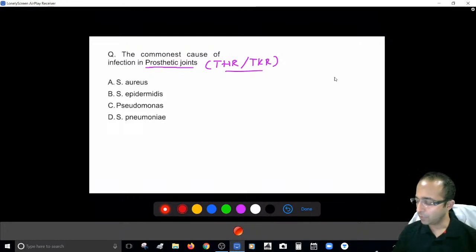Amazing. So the commonest cause in prosthetic joint infections, Staph aureus. You've been trapped. Examiners are sometimes smarter than they look. The answer here is epidermidis.